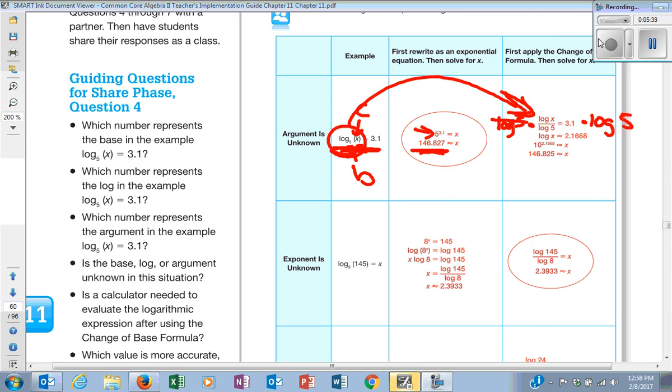And then this means that 10 is the base, so 10 to the second power equals that. So what they do is they go back from log form to exponential form, and they put 10 to the 2.16 in their calculator, and they get that same answer. So either way, you get right about that same answer.